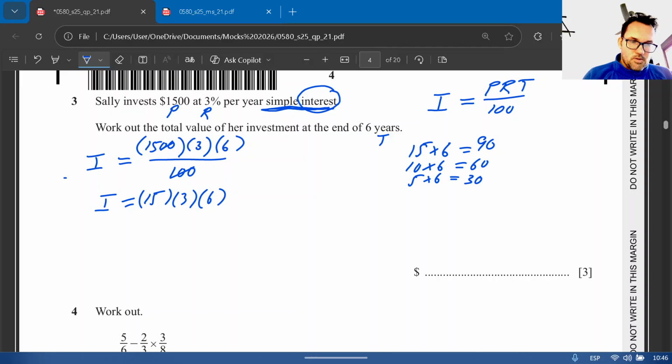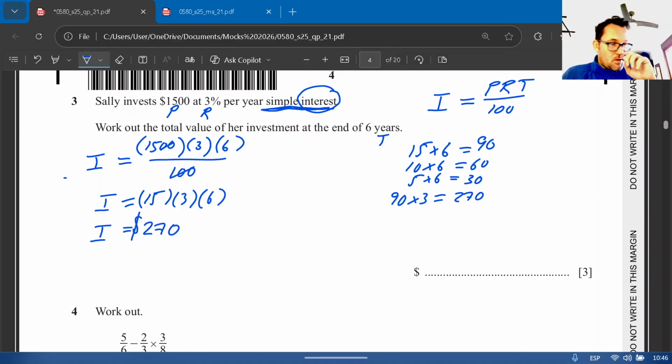So now what we have to do is do 90 times 3. And that's easy. 9 times 3 is 27. Add the 0. So the interest is $270. Okay, Americans still rule the world. We still do dollars. Okay, does it make sense?